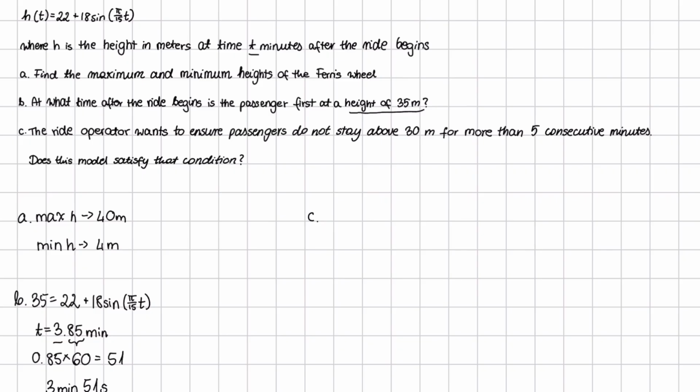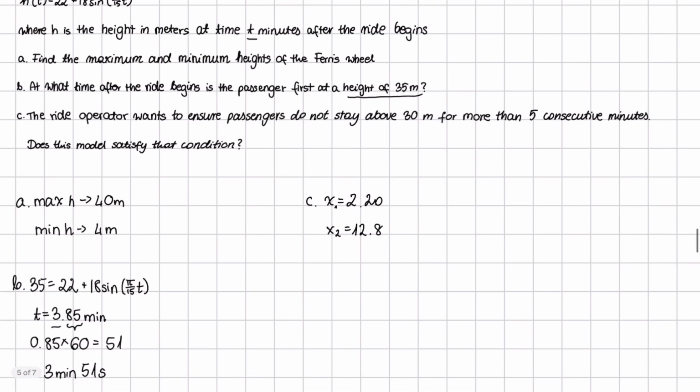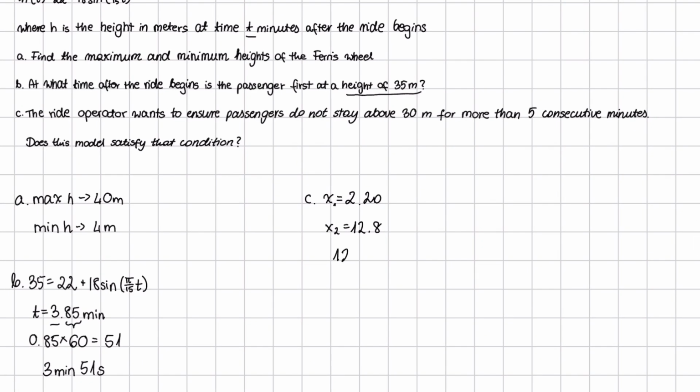So we have to look for x, and in our case t. However, on our GDC it is x, so we're looking for x, and our y value is 30. And we know that we can observe from our GDC that the first 30 meters is at x 2.20, and the second x is at 12.8. So we can subtract them.